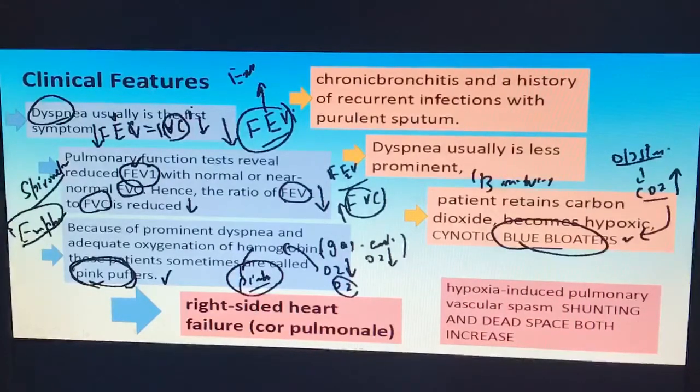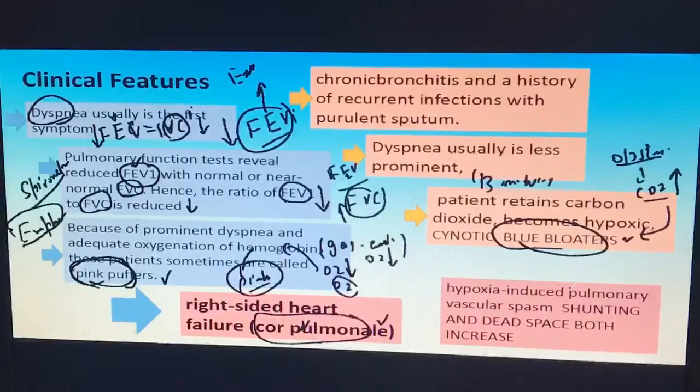Both conditions are part of COPD. And what happens here: the COPD patient, at last, develops right-sided heart failure, a condition known as cor pulmonale. Any lung disease can lead to right-sided heart failure. Right-sided heart failure due to a lung disorder is known as cor pulmonale.